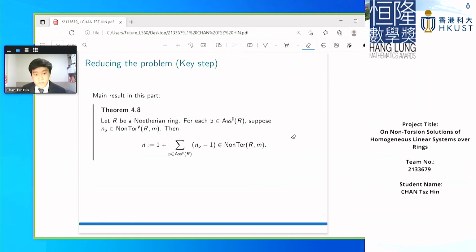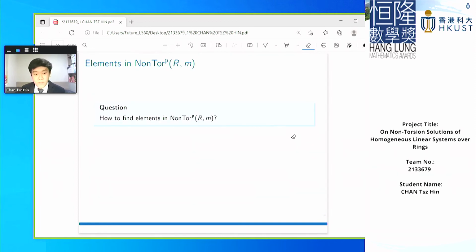The main result in this part is the following theorem, which says that if we can find n_P in non-tor(P, R^m) for each maximal associated prime P, then we can also find a number n in non-tor(R^m). So this means that the problem is now reduced to finding elements in non-tor(P, R^m). But how can we do so? Notice that this is equivalent to finding n such that there is no submodule M of R^m where M can surject to (R mod P)^n by definition.